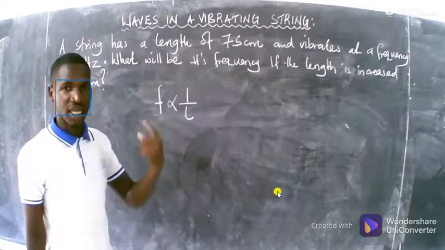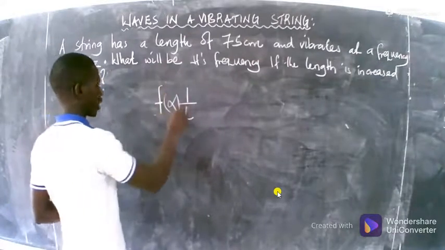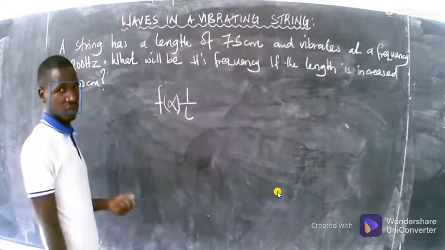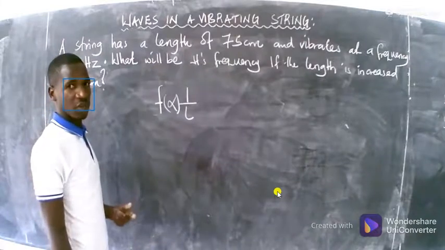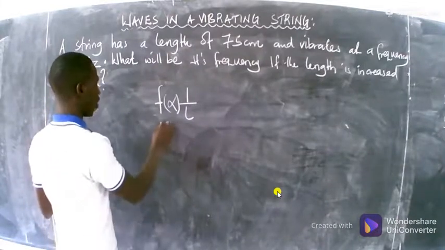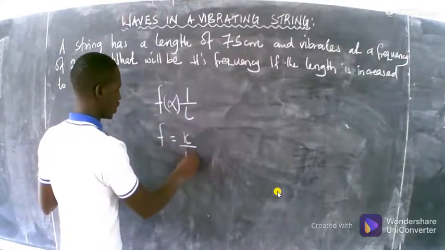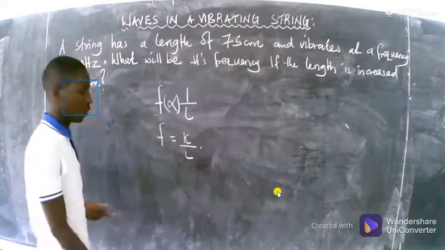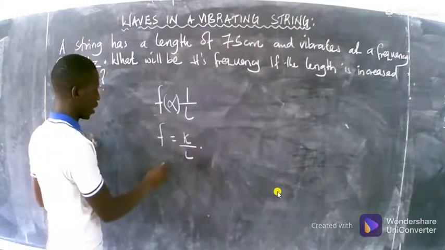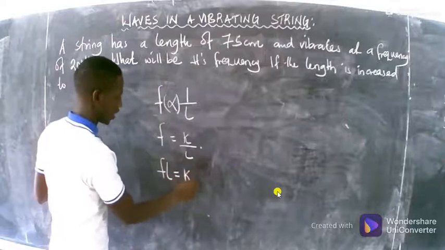So that is that. Now, we remove this proportionality sign, and then we introduce what we call the proportionality constant. The proportionality constant goes together with an equal sign. So we shall have F equals constant K over what? Over L. If we multiply all through by L, we shall get FL equals a constant, K.